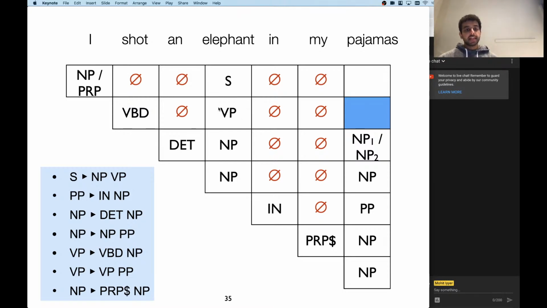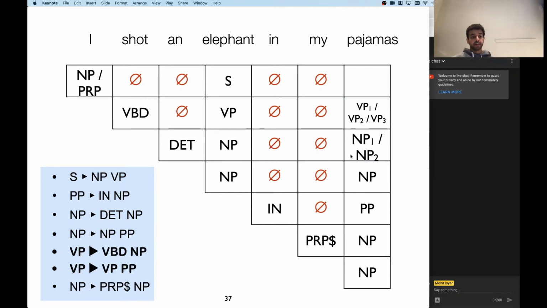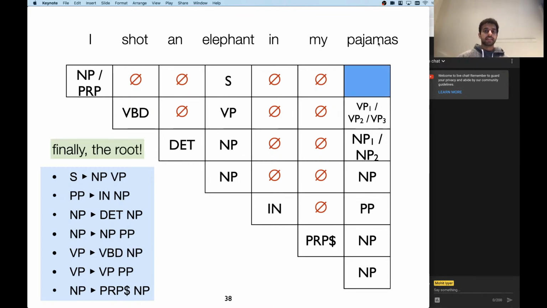And then I also have this split point, this verb phrase associated with shot an elephant, combined with this prepositional phrase in my pajamas. So VP, PP is also a rule here. It's associated with a VP. So I can form three different verb phrases in this cell. So things are getting a little complicated, and you can kind of see what happens up here.